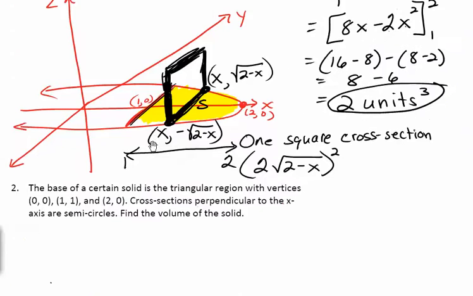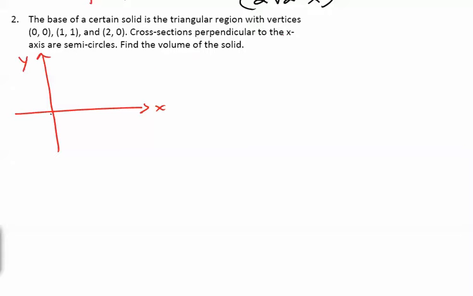All right, let's try getting a diagram for number 2. And again, you might be able to go right to your 3-dimensional diagram, but it might help first if you just do a 2-dimensional XY graph of the floor or the base. So we want vertices at (0, 0), (1, 1), and (2, 0). So this triangle is going to be the base. I wanted to grab that yellow highlighter. This is going to be the base.